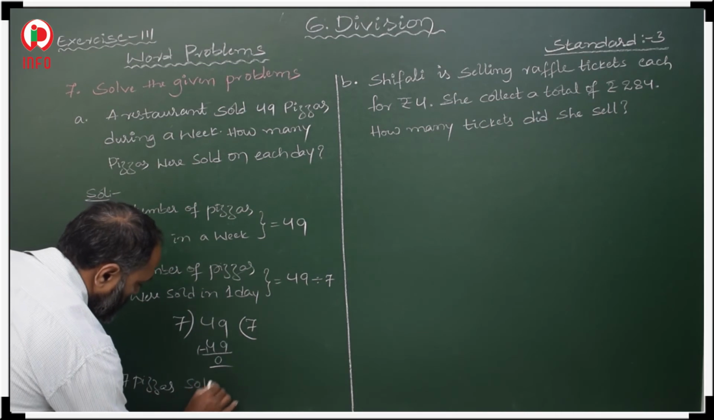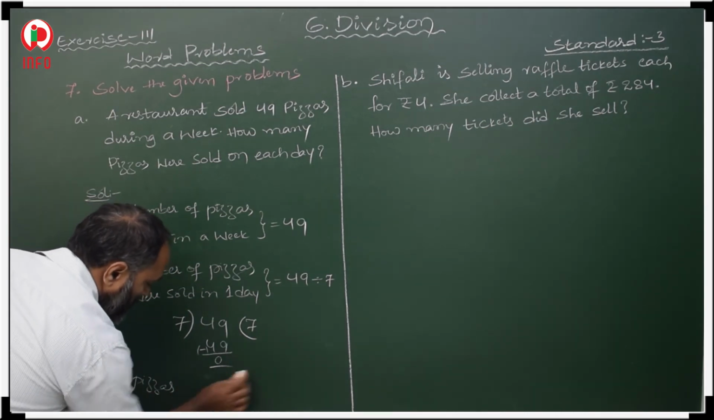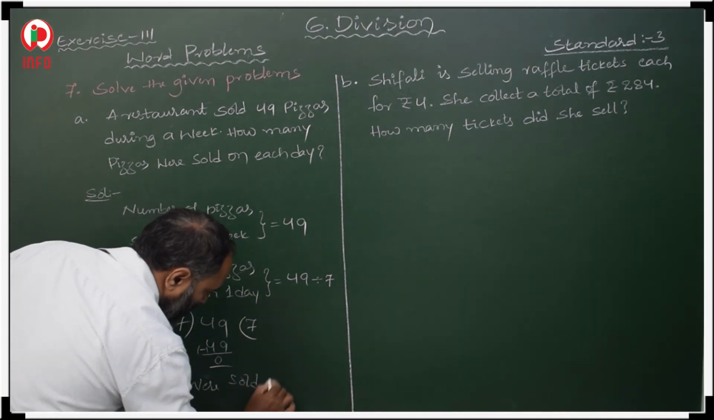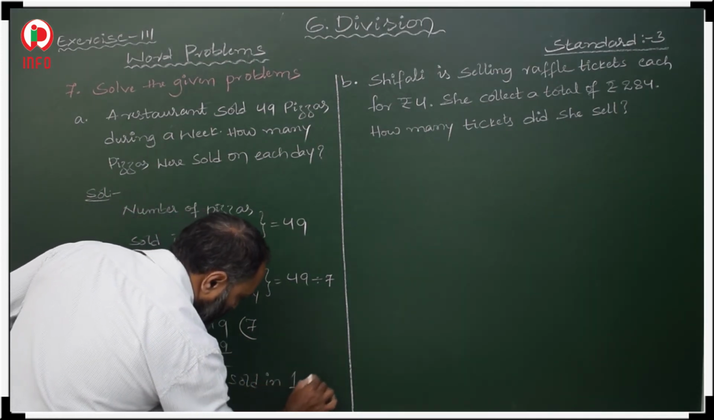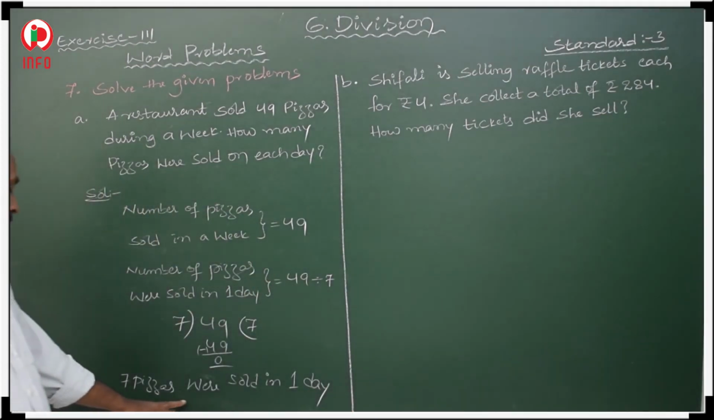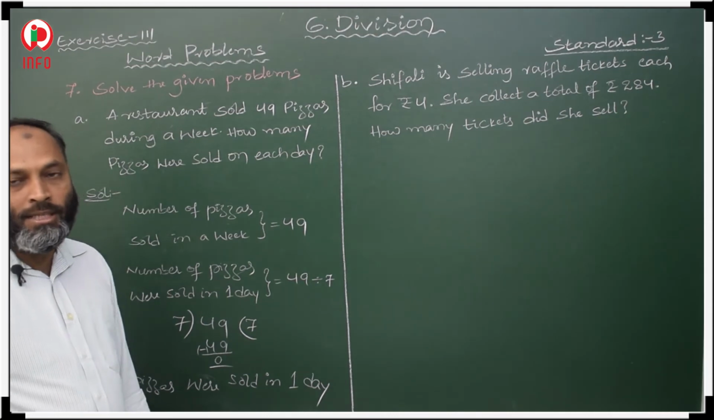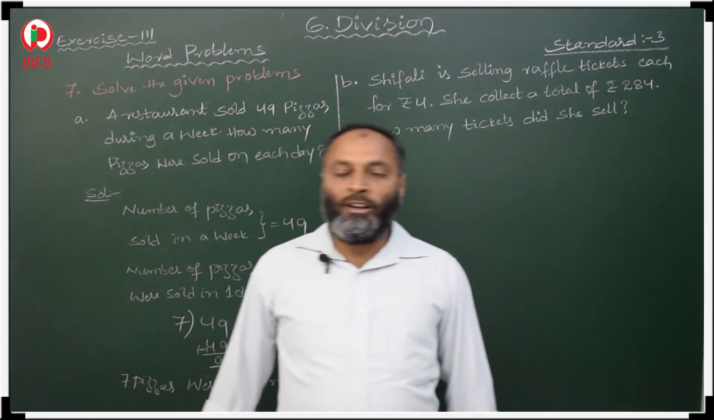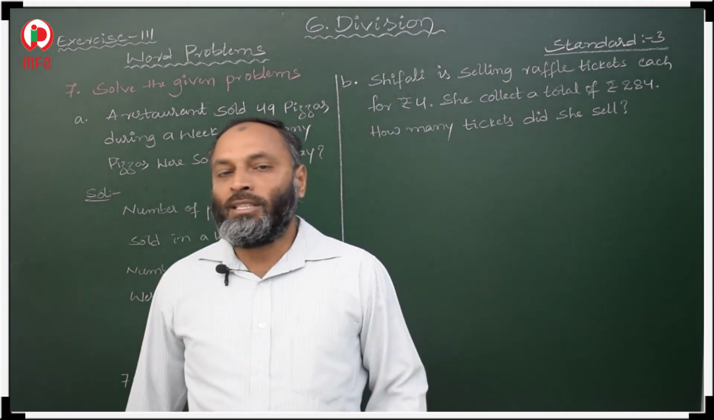Therefore, 7 pizzas were sold in 1 day. In 1 day they are going to sell 7 pizzas. So, in this way we have to find the number of pizzas they are going to sell in 1 day.